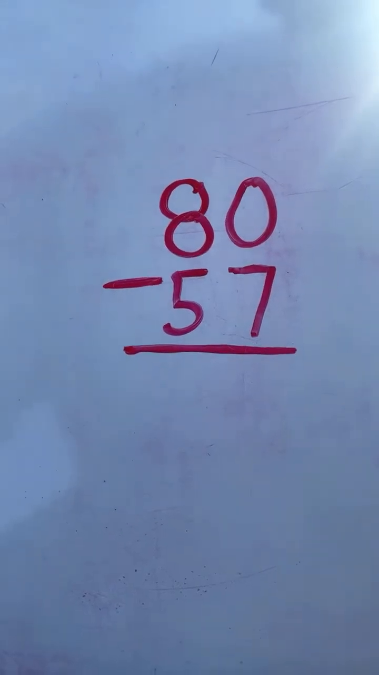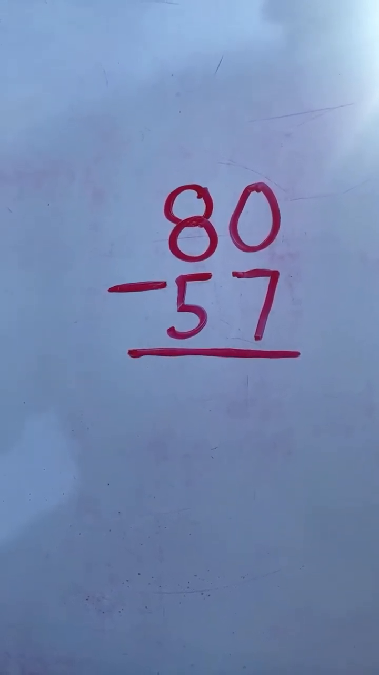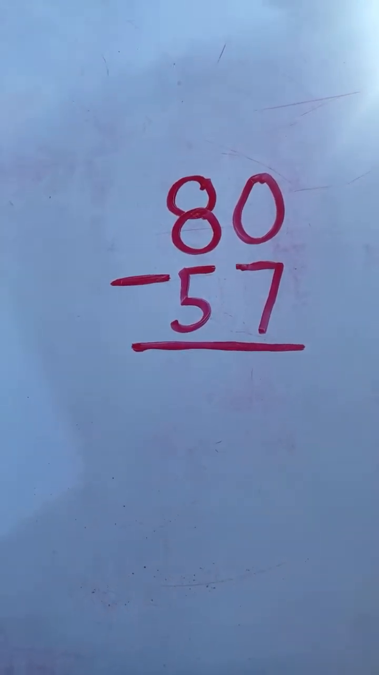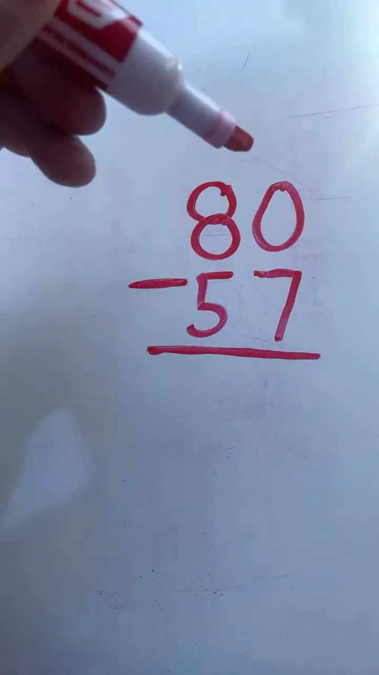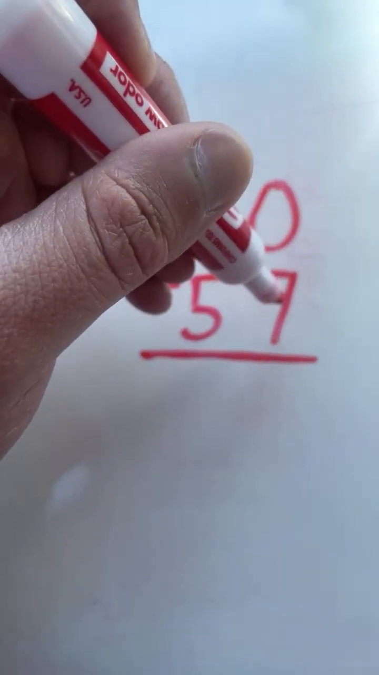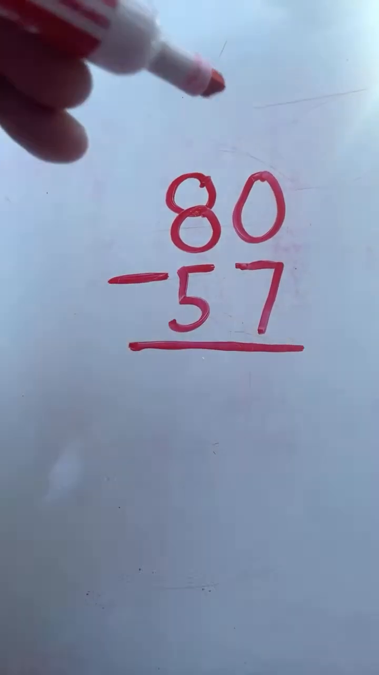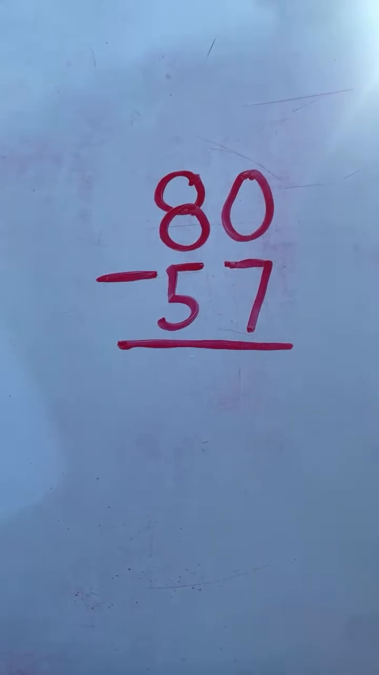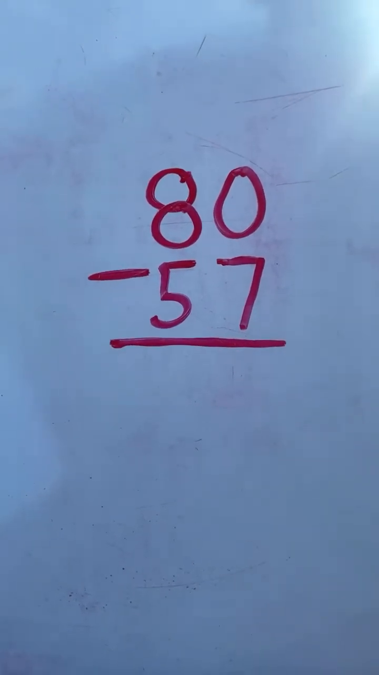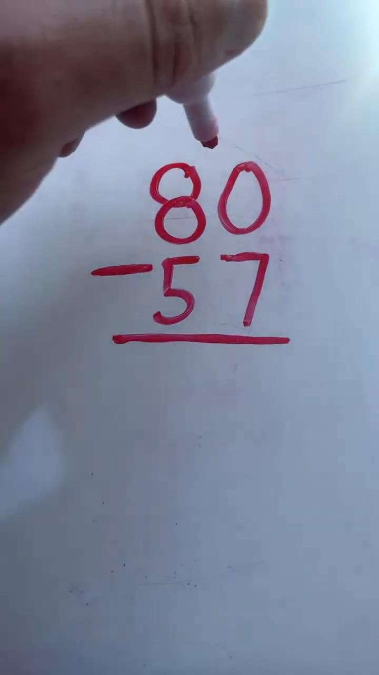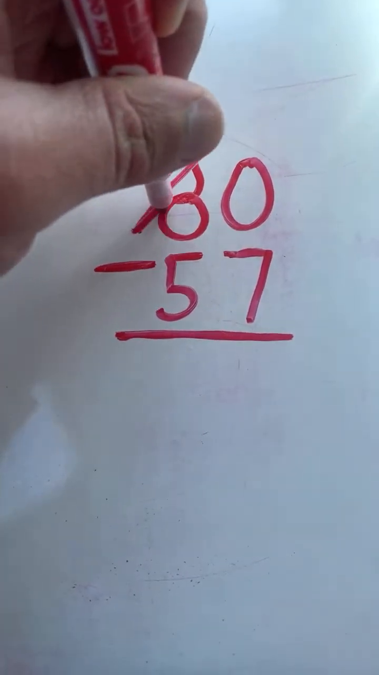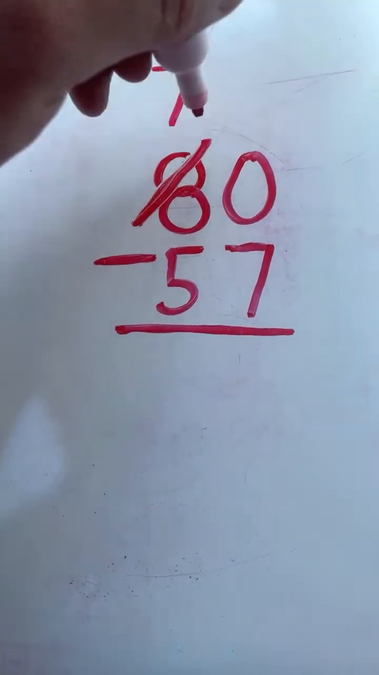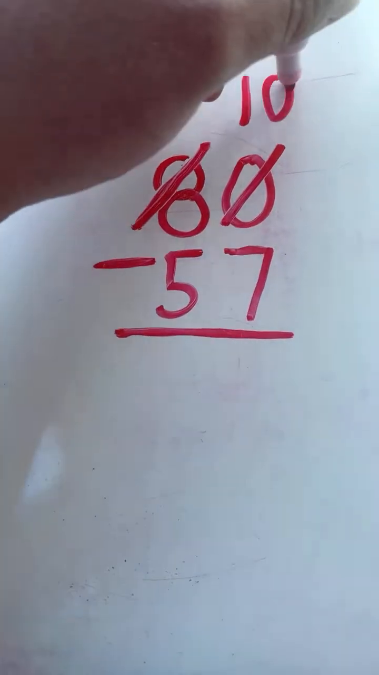And for subtraction, we regroup whenever the bottom digit is bigger than the top digit. So if you look in the ones place here, the bottom digit 7 is bigger than the top digit 0. You cannot start out with 0 and take away 7. You'll be in negative numbers. So we have to regroup. When we regroup, we take a 10 from the tens place and add it to the ones place. So the 8 is going to become a 7. The 0 is going to become a 10.